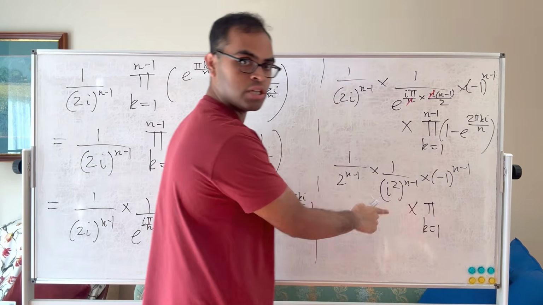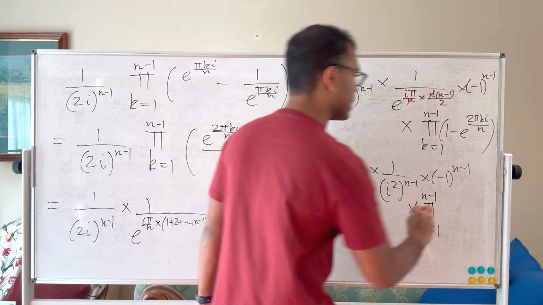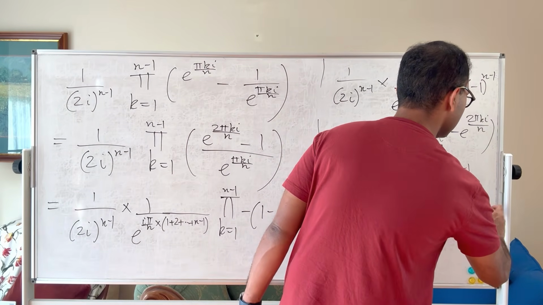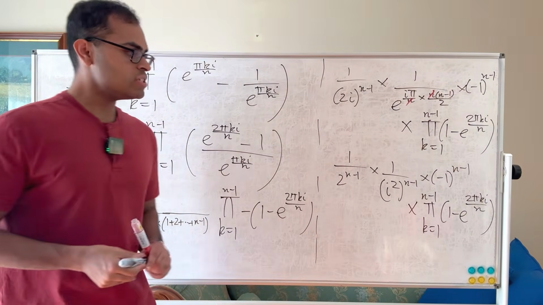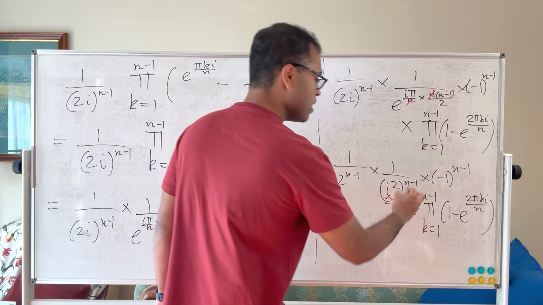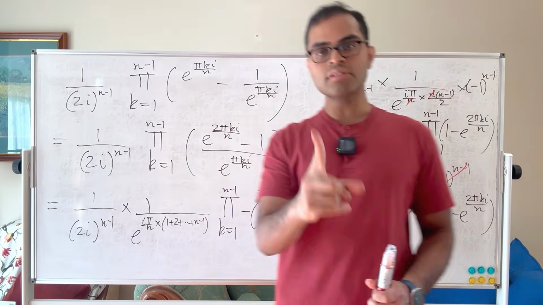Okay, this is the crucial product here. And as I said, there's a stunning observation coming up. You don't want to miss that. Times 1 minus e power 2 pi ki over n. Okay, so that is the product. And now you see that i squared is minus 1. So because i squared is equal to minus 1, power n minus 1 and minus 1 power n minus 1 cancel. And we're this close to finding the solution.